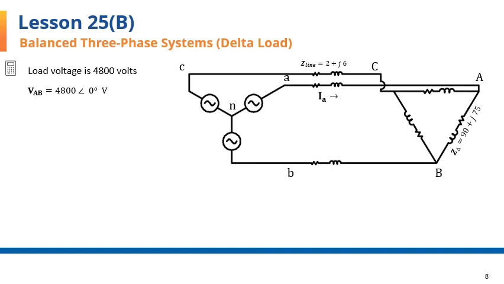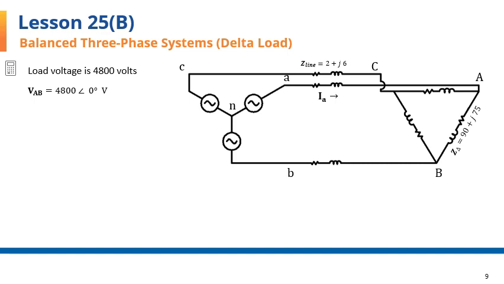One approach for analyzing systems of this sort is to convert the delta load to its equivalent Y-connected load, use the equivalent line-to-neutral circuit to find the line currents, find the required quantities that are asked for, and go back to the original delta load and calculate the load phase currents, as well as any other quantities that may still be outstanding.